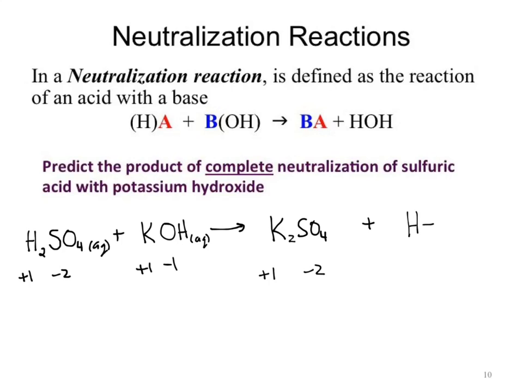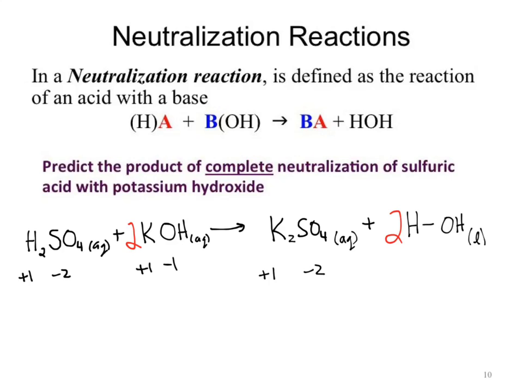HOH. Do we have to write it as HOH? No. We're writing it as HOH just to accent the fact that it's a double replacement reaction. What's the phase for potassium sulfate? How do you know it's aqueous? It's got potassium in it. Phase for HOH? Liquid. Is our reaction balanced? It should now be balanced when we put in those 2's.